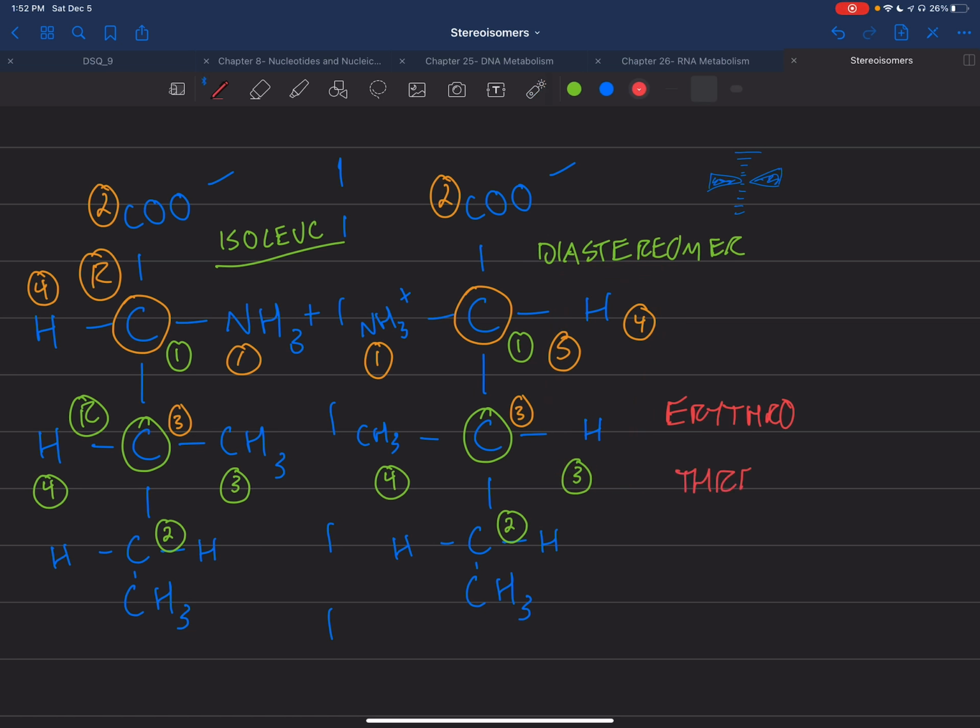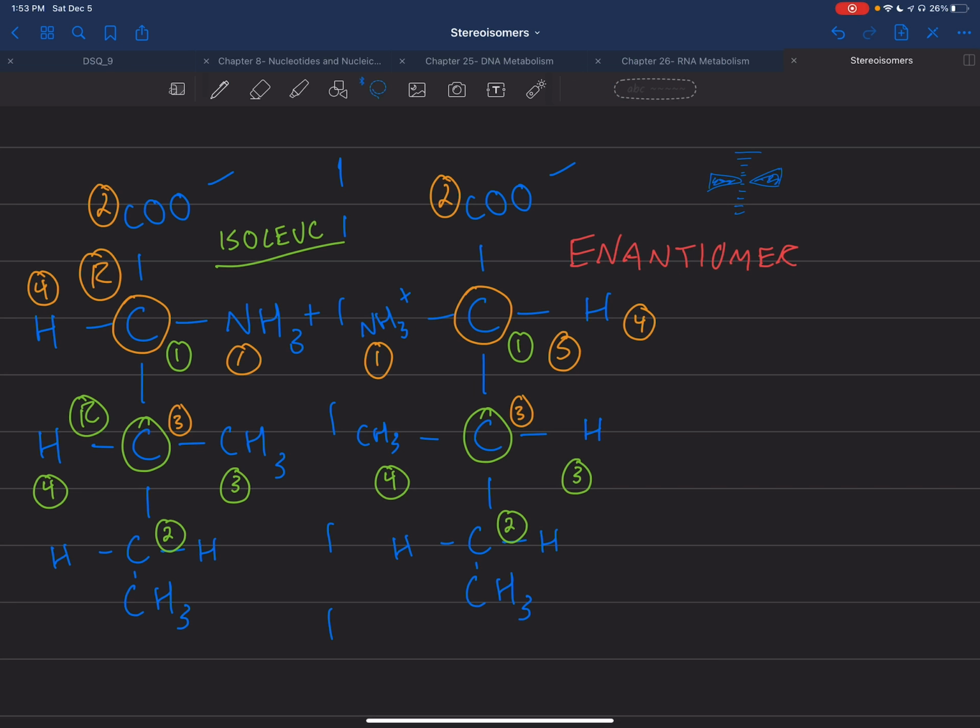Threo, because the highway 309 has 2 lanes. Threo would have hydrogens on opposite sides. That would be the threo isomer, okay? However, what I just made here is not a diastereomer. What I made here is an enantiomer because it's a mirror image, okay?